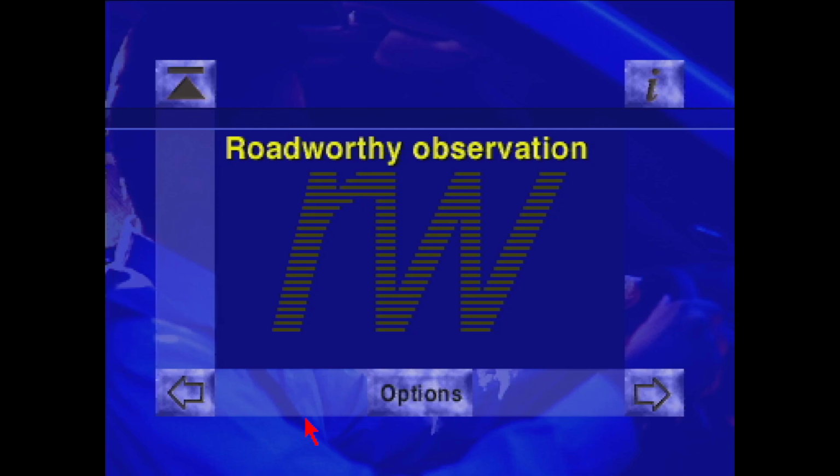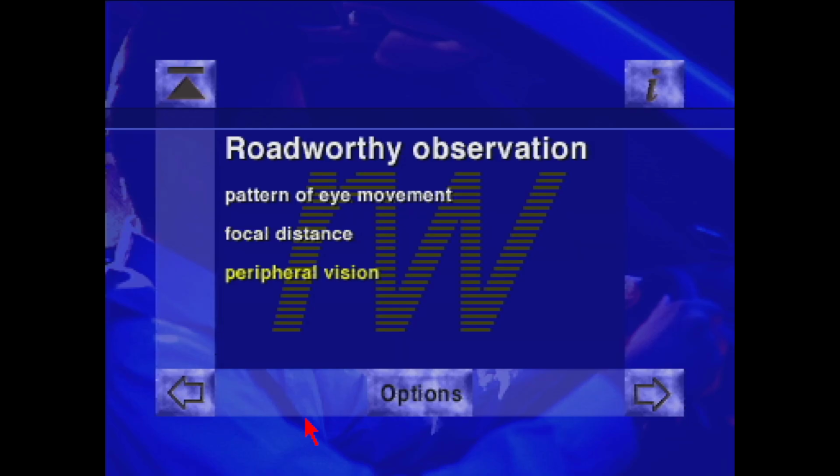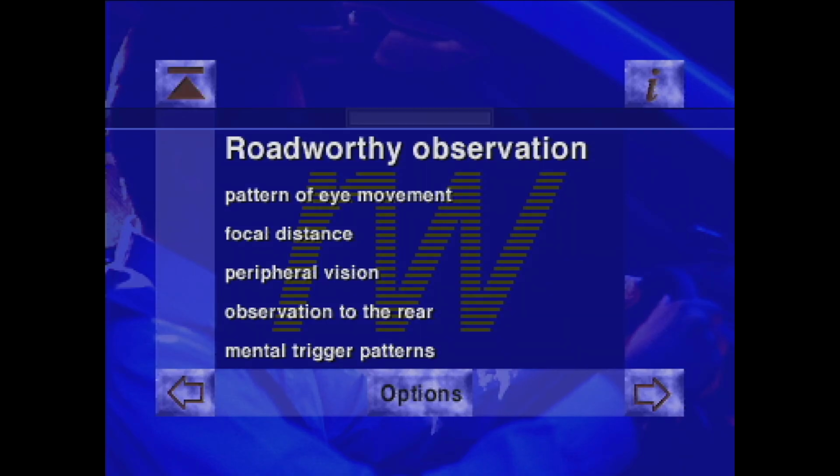The roadworthy approach increases visual awareness by addressing 5 aspects of observation: pattern of eye movement, focal distance, peripheral vision, observation to the rear, and mental trigger patterns. Click on any aspect to explore it further.